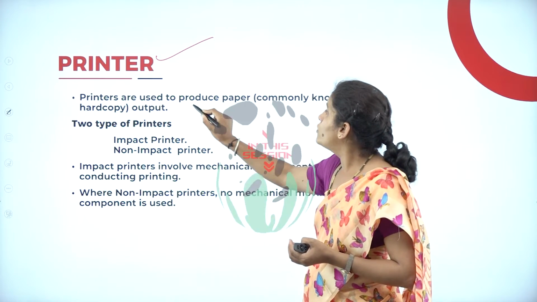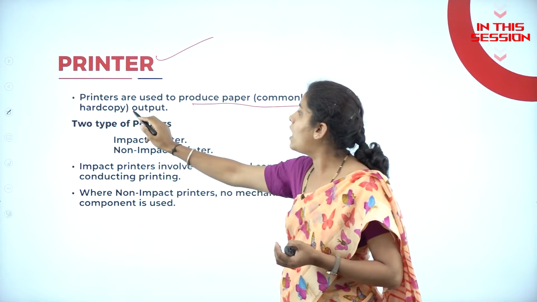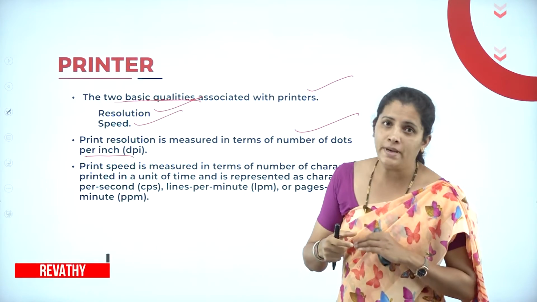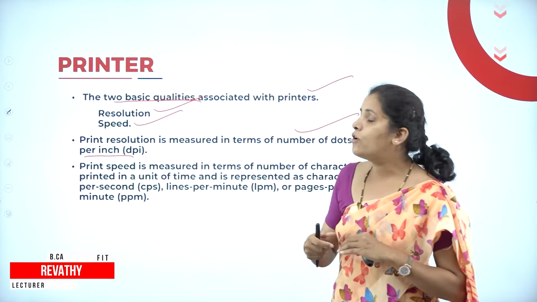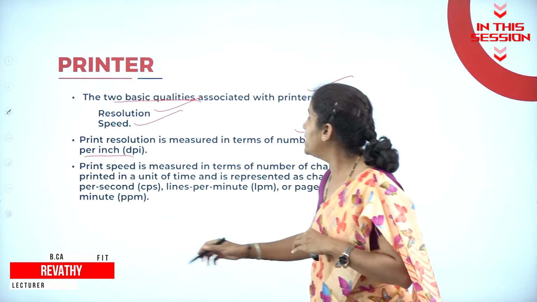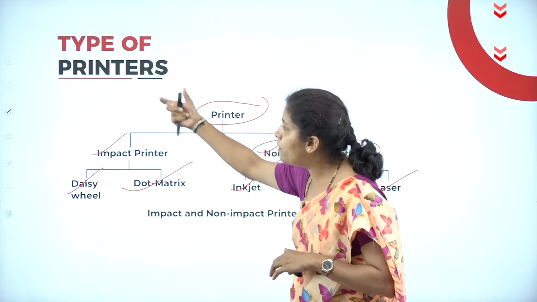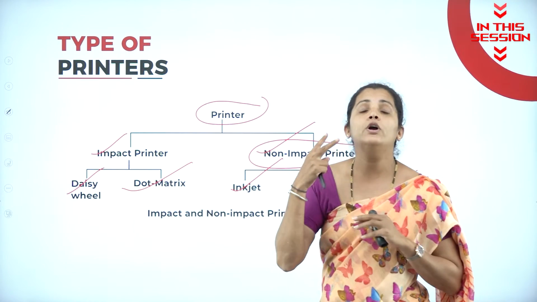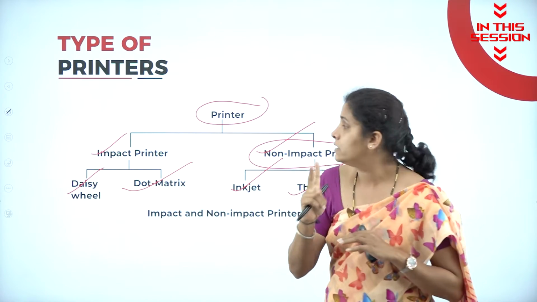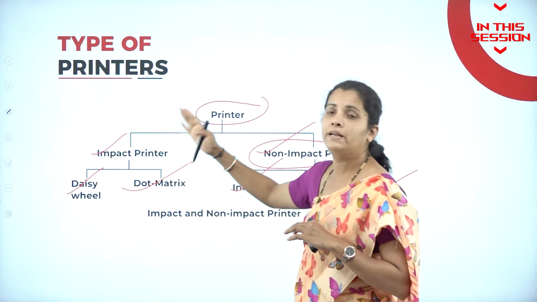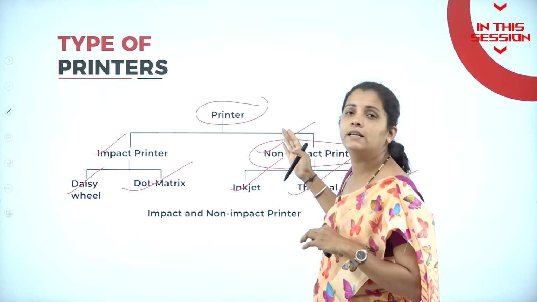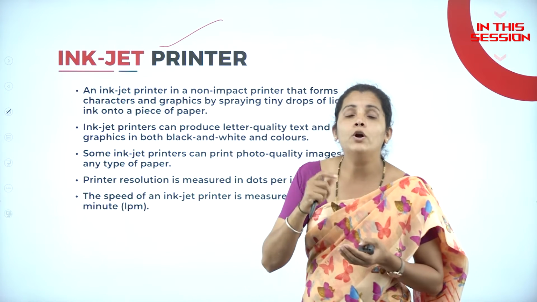The produced output in the form of hard copy. Printing speed is measured in terms of characters printed in a unit of time. In types of printers, we are going to get two types of printer. First one, impact printer, and the next one, non-impact printer. Inkjet printer, we are going to get nozzles.